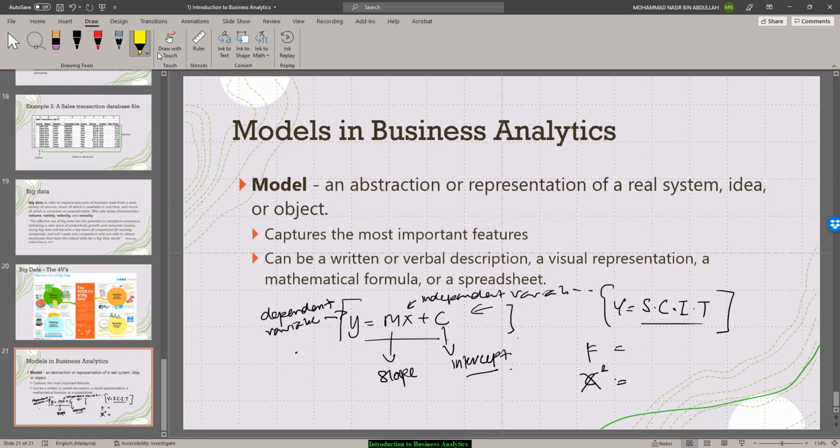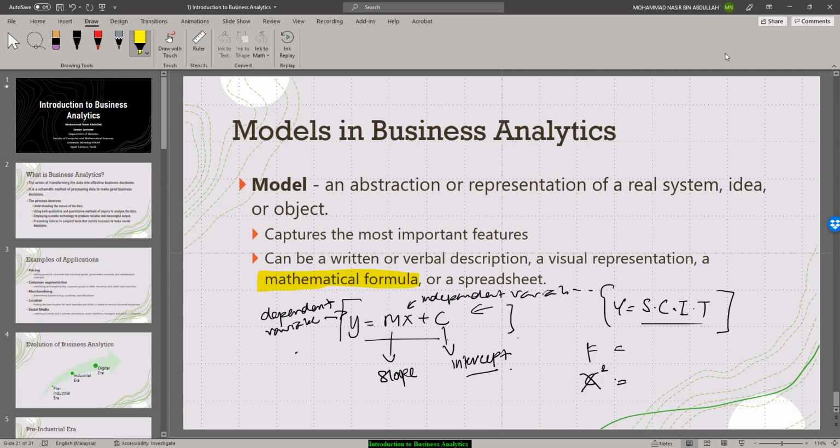But in our subject, I emphasize again, we are going to do a mathematical formula because we want to get meaningful insight from the data and make a business decision, right? I think that's all for the introduction to business analytics, right?